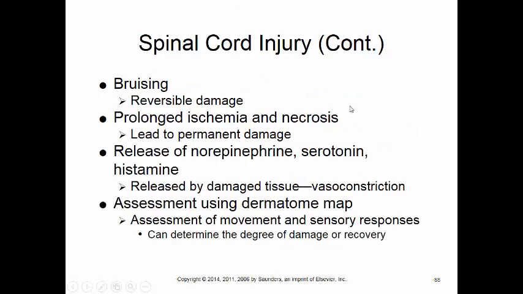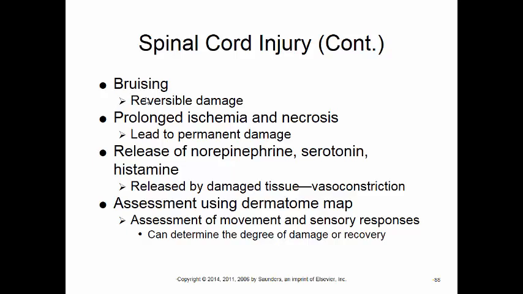Some of the problems that go along with spinal cord injury are bruising. Bruising usually spreads out from the site of the injury, and so the injury initially seems to have more damage than what it really is, because the bruising is reversible. If blood flow is lost, ischemia and necrosis can lead to permanent damage. Also, the release of some norepinephrine, serotonin, and histamines can cause vasoconstriction of the area and reduce blood flow in the adjacent regions.